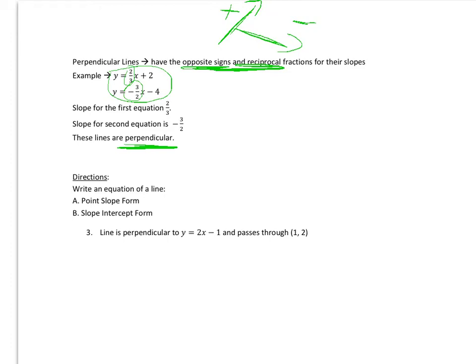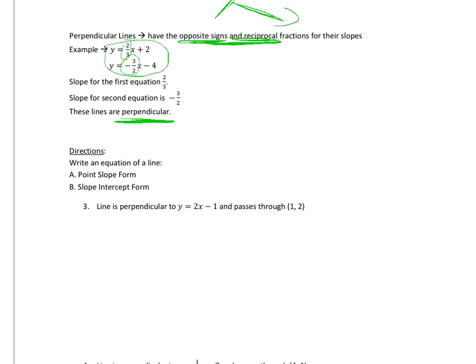Okay, we're going to do the same exact thing that we did on the front, except now they're going to be perpendicular. So when I do this one right here, I want to find the equation of a line. It's perpendicular to this, and it passes through this point. Again, this point is not the y-intercept, so I have to do point slope form first, and then transform that into slope intercept. All right, so let's move this up.